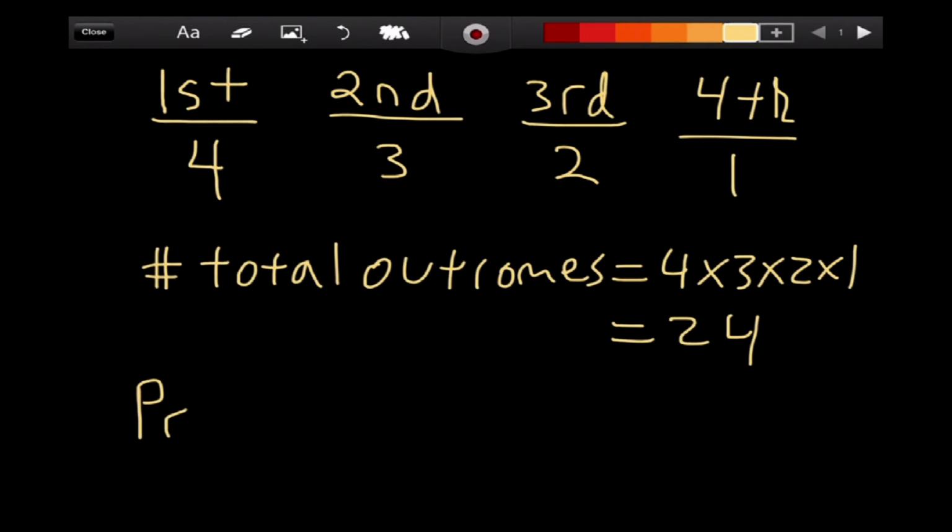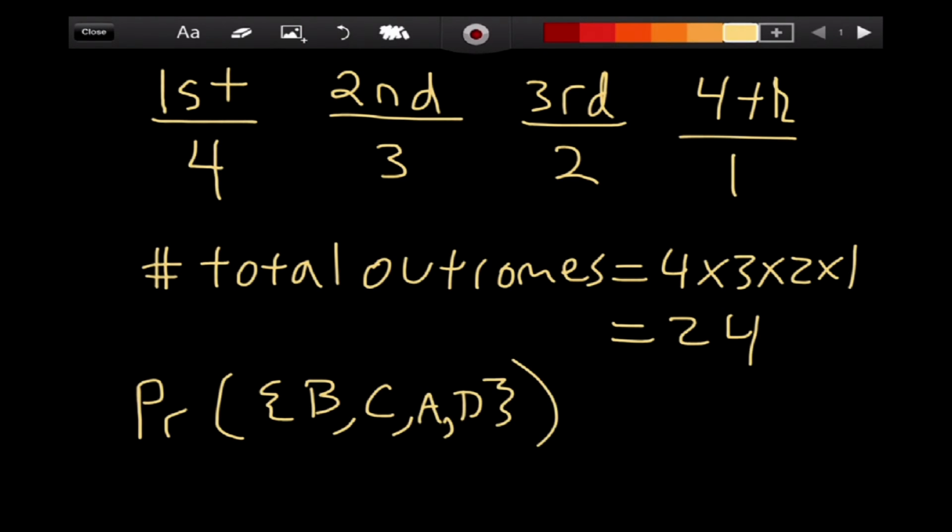First, what if I wanted to know the probability of the event B, C, A, D, where this stands for horse B coming in first, and then horse C second, horse A third, and horse D coming in last. Just as we've done in previous videos, this is only one outcome, and so the probability is 1 divided by the total number of outcomes, 24, or about 0.04.